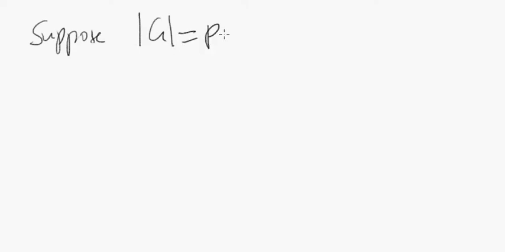Alright, let's look at another consequence. Well, let's actually determine if it is a consequence or not. Suppose that the order of G equals some prime, P is prime. What can we say about the group G? What does this imply about the group G?